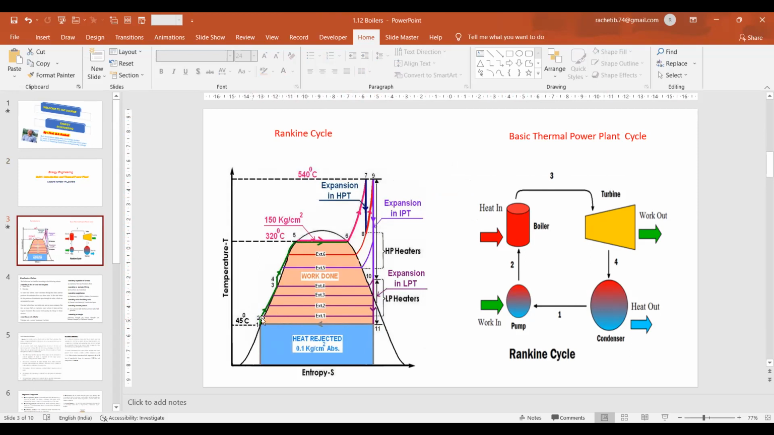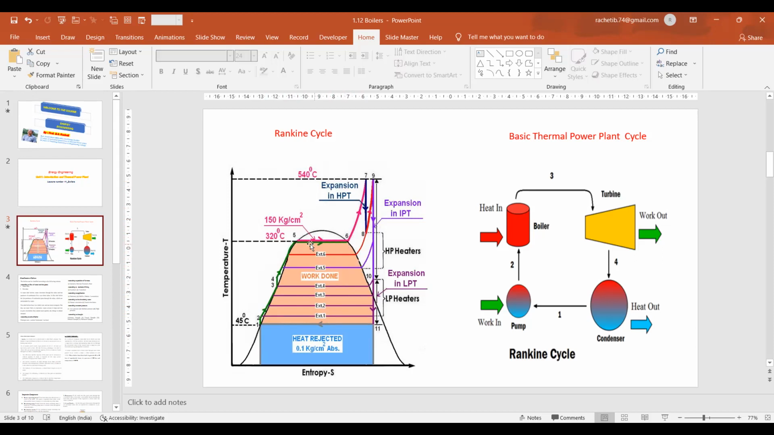So what is the purpose? You can see that heat is added to the water before sending it to the boiler for generation of steam. Due to this regeneration, a lesser amount of fuel will be required to convert water into steam. You can see this from this graph.